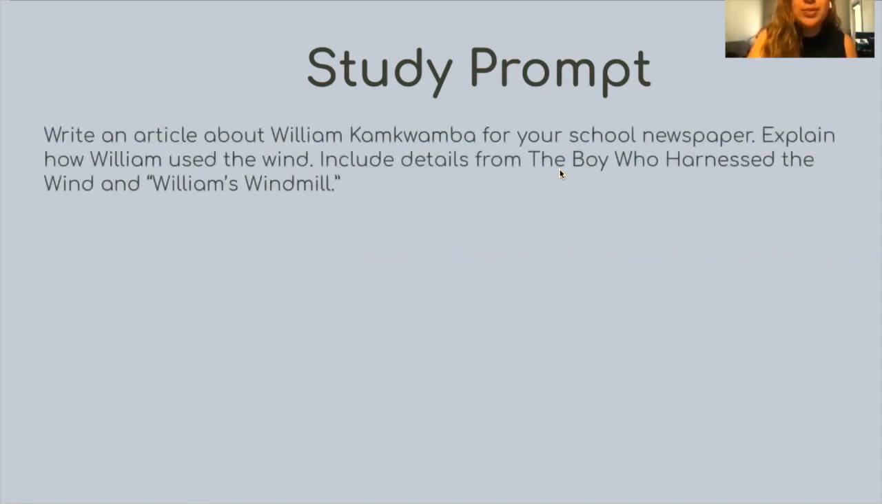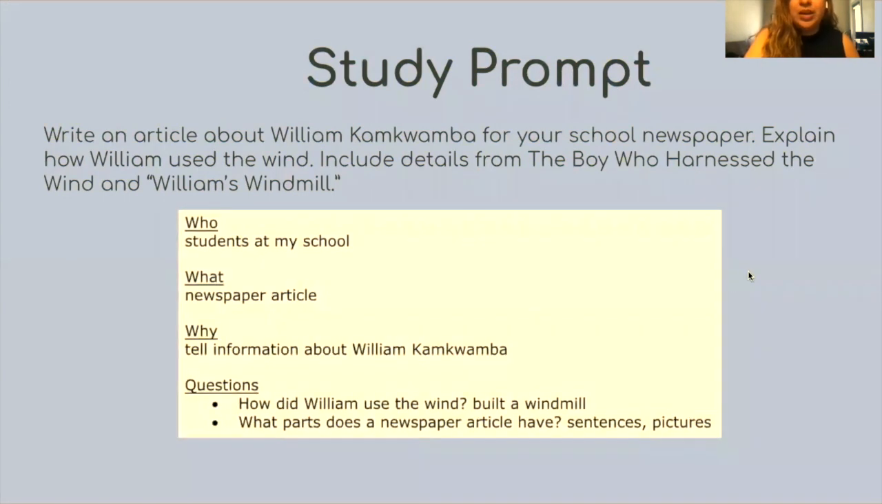So this is what we're going to be writing about. Write an article about William Kamkwamba for your school newspaper. Explain how William used the wind and include details from The Boy Who Harnessed the Wind and William's Windmill. So first, we need to study what the prompt is asking us to do.